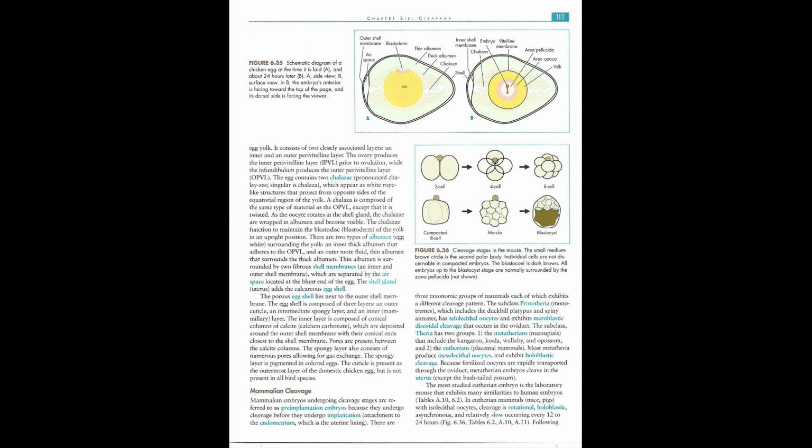The most studied eutherian embryo is the laboratory mouse, which exhibits many similarities to human embryos, Tables A10, 6.2. In eutherian mammals, mice, pigs, with isolecithal oocytes, cleavage is rotational, holoblastic, asynchronous, and relatively slow, occurring every 12 to 24 hours, Fig 6.36, Table 6.2, A10, A11.